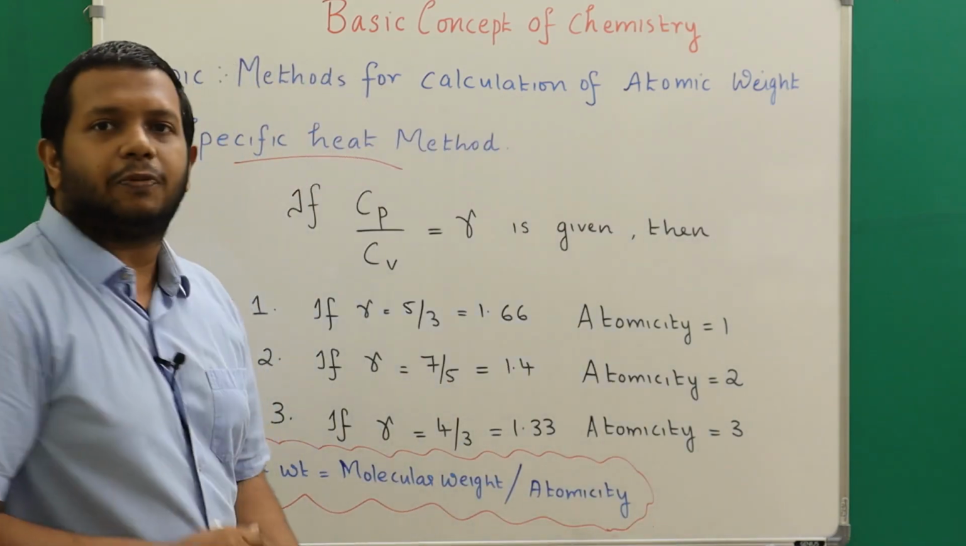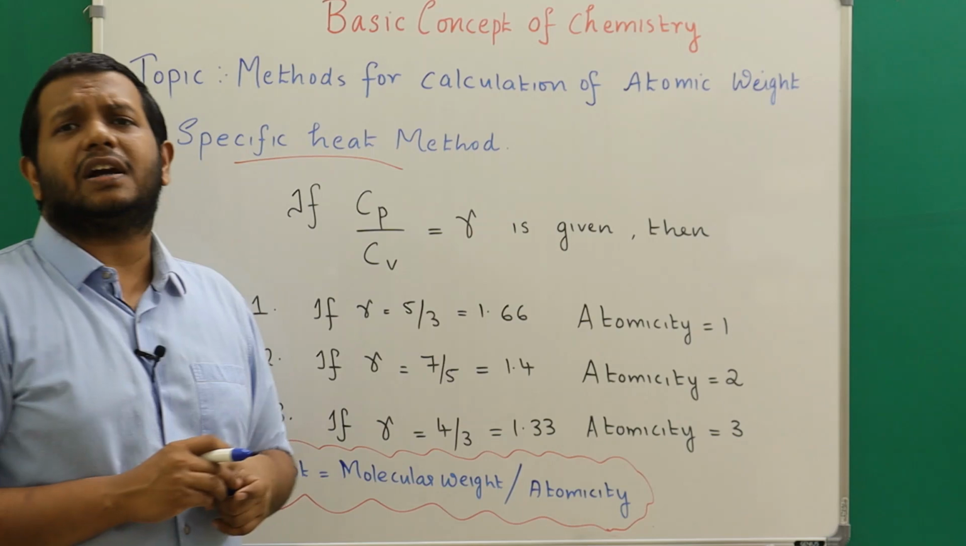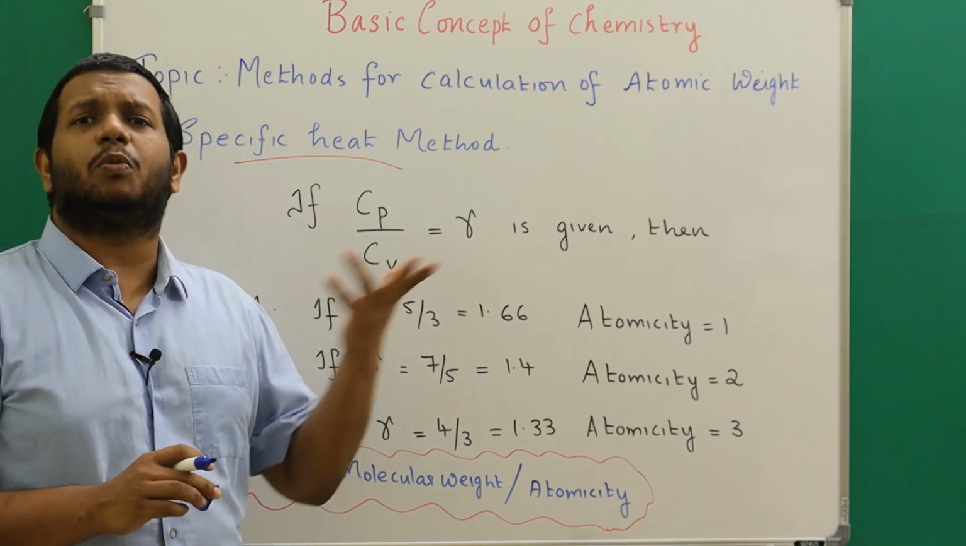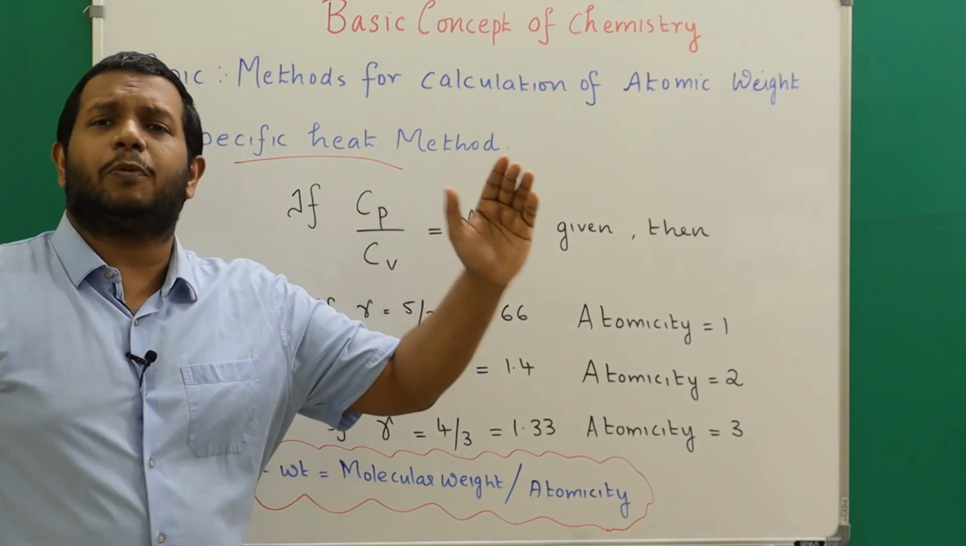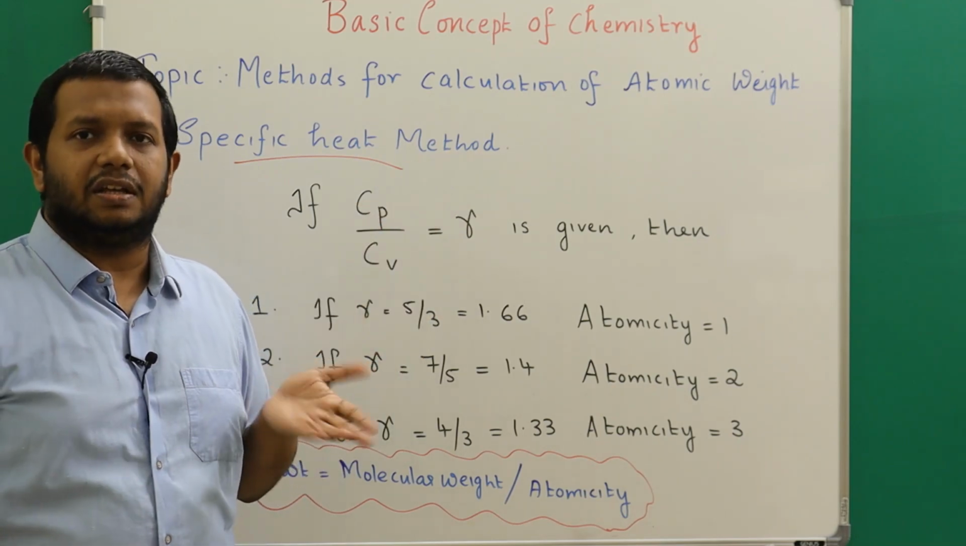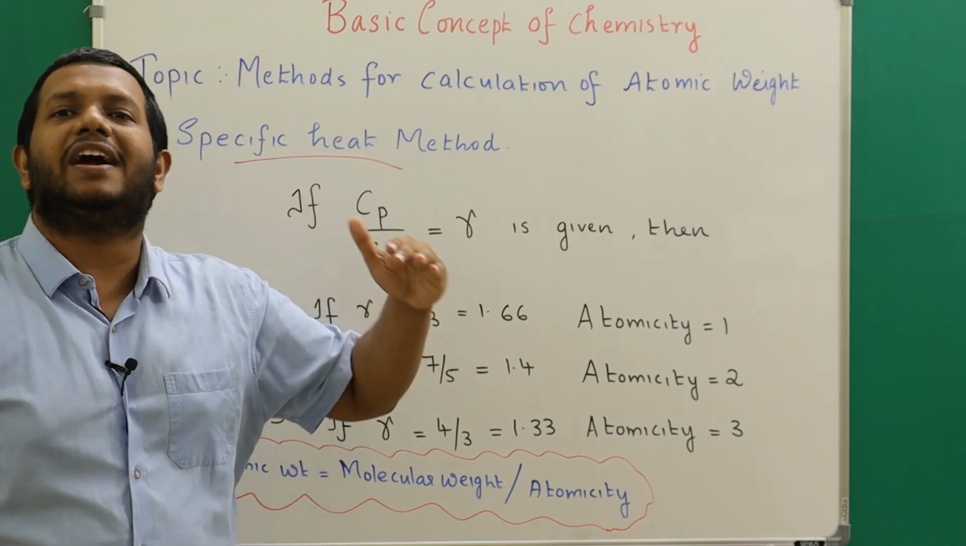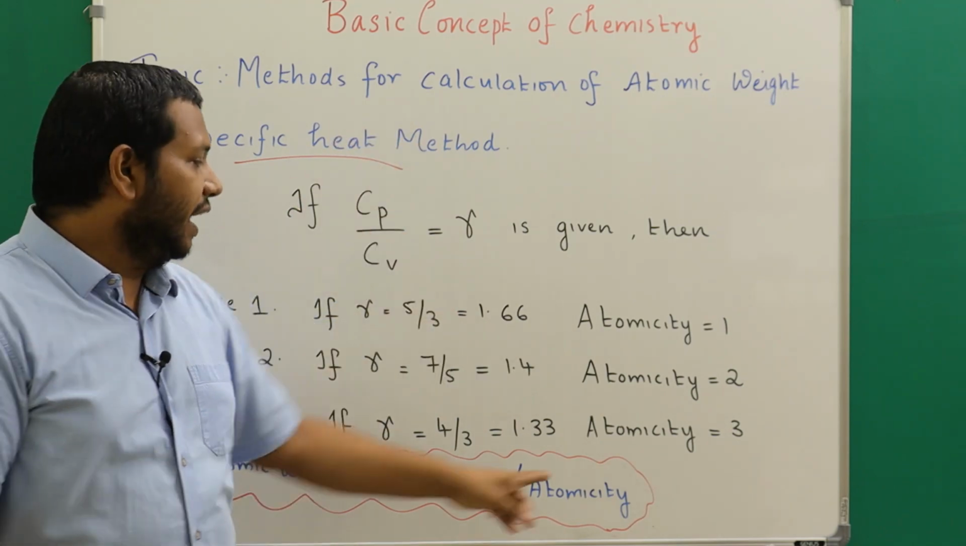We know that, for example, chlorine exists as Cl2. So its molecular weight will be what? 35.5 into 2, correct? So the molecular weight is 70. If I want to calculate the atomic weight from 70, what should I do? 70 divided by what actually?